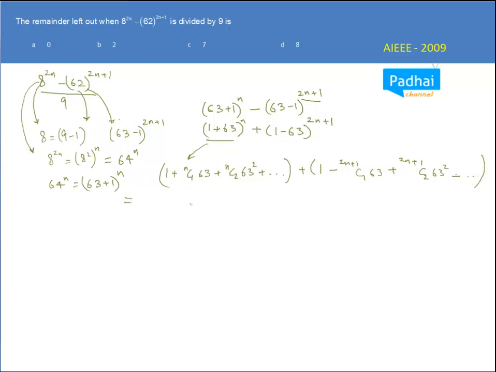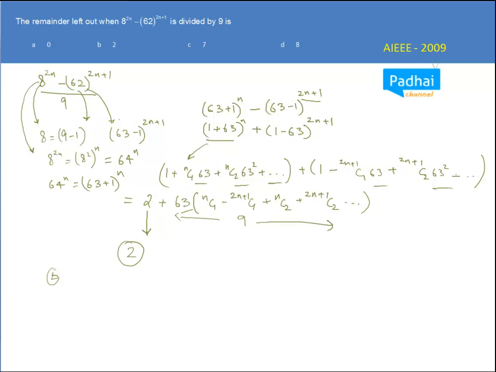Okay, so now if I add these two expansions, it will be 1 plus 1, that is 2, and I can take 63 common in all the other terms, and the remaining terms will be nC1 minus (2n+1)C1 plus nC2 plus (2n+1)C2, and so on. Okay, so we know that if 63 is outside, this is obviously divisible by 9. There is no confusion about this, because 63 is a multiple of 9. So the remainder obviously will be 2 in this case. Okay, so that means option B is the correct one.